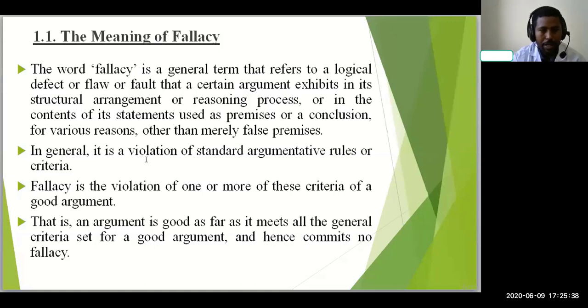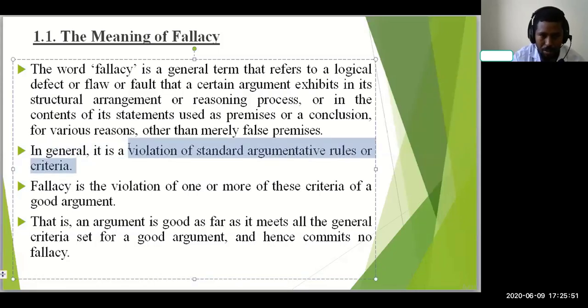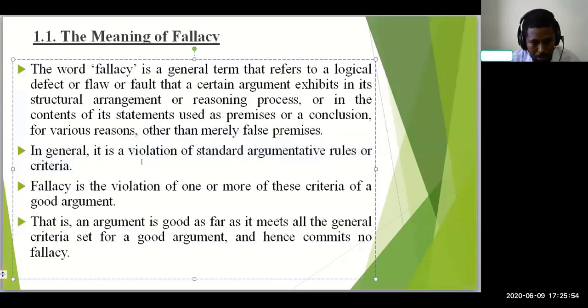So in general, we can say that fallacy is a violation of standard argumentative rules or criteria. As I have told you, there are standard criteria or principles of good arguments. The violation of those principles, the violation of structural principle, the violation of reputable principle, the violation of relevancy, and other principles of good argument tell us fallacy has been committed. So we can understand fallacy as the violation of those principles of good argument.